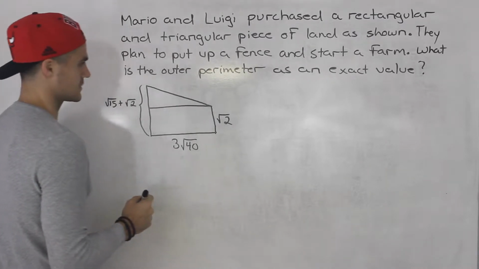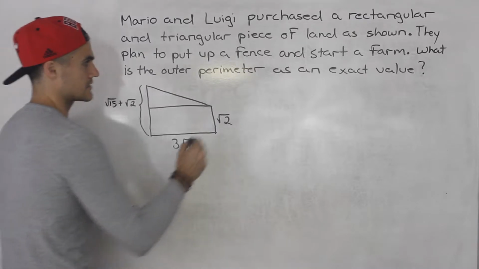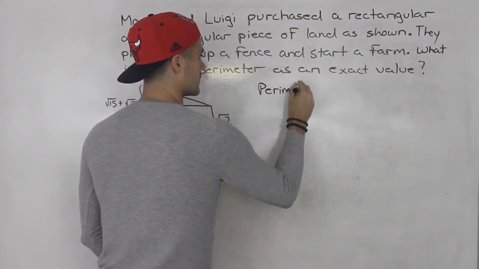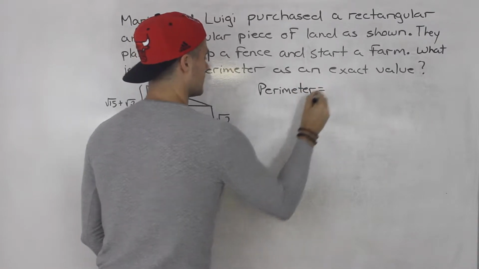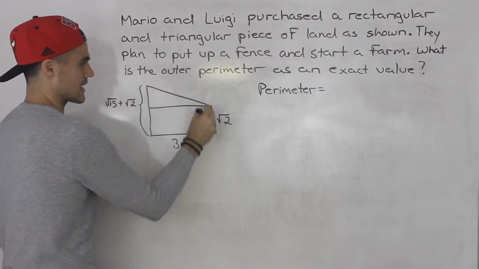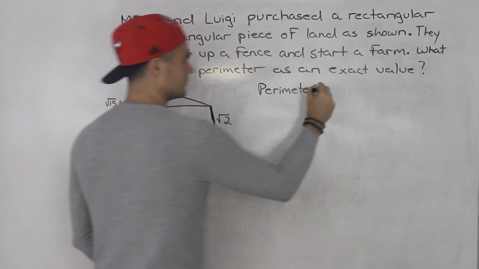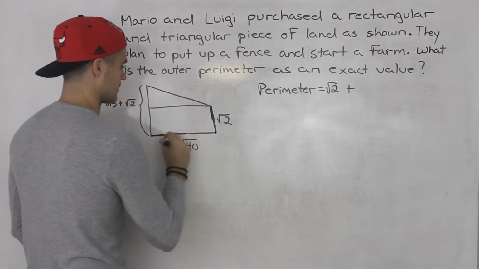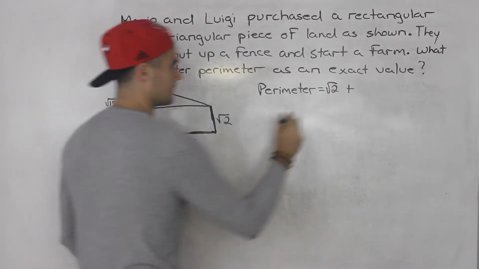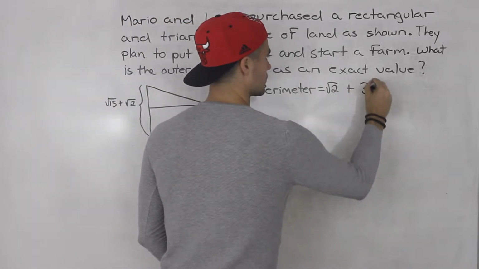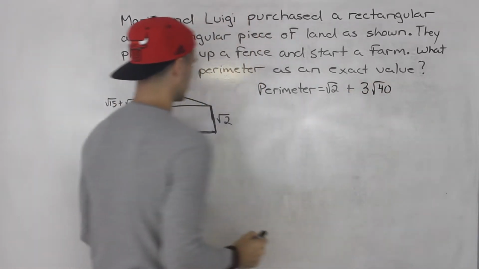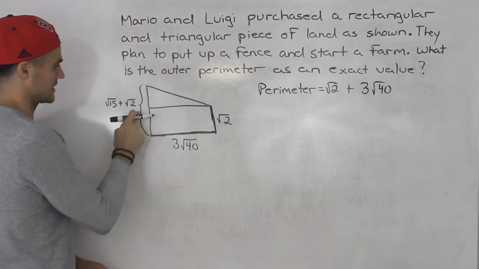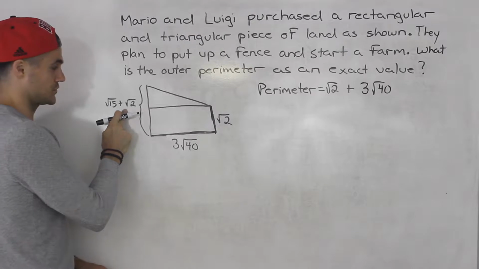Well, what we can do is just start adding up all of the sides. So let's start a big equation here. Perimeter is going to equal what? This side, which is root 2, plus this side here, which is given as 3 root 40. And then this whole side here is given as root 15 plus root 2.